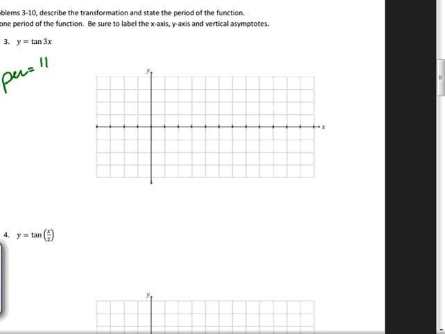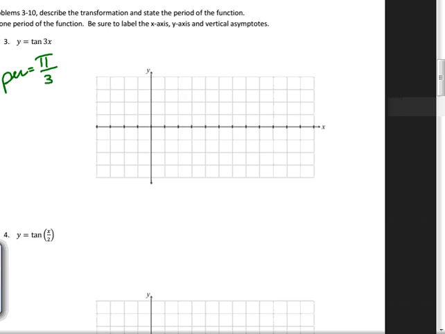Period is pi over b. So in this case, pi over 3. And if the whole period on tangent is pi over 3, you got to understand that that means this whole thing is pi over 3. So each part, this part, would be half of pi over 3, and therefore, what? What's half of pi over 3? Pi over 6. All right, good.